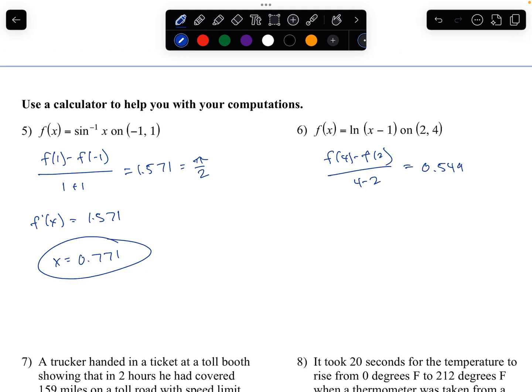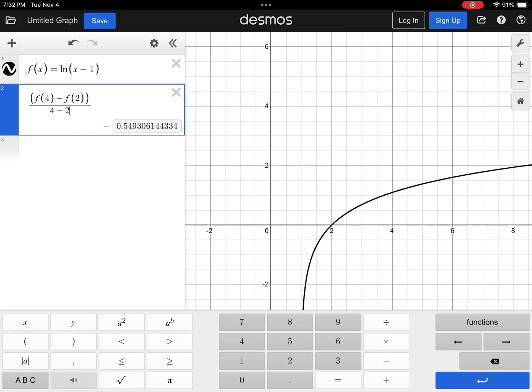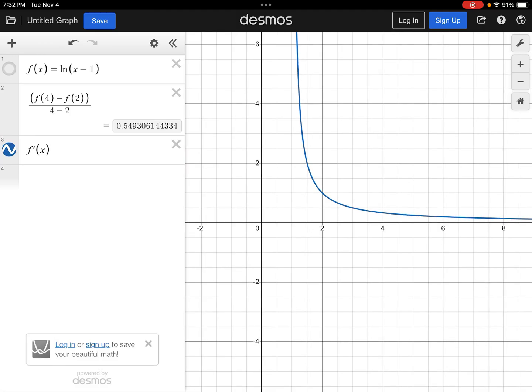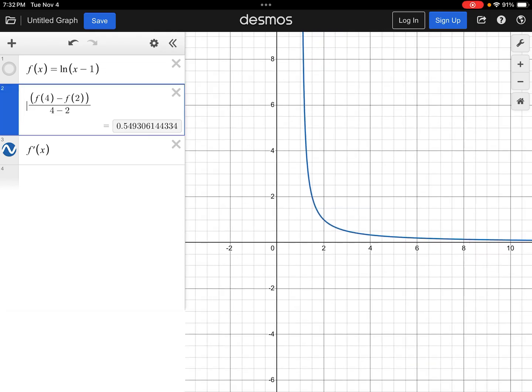And then I'm going to take the derivative. So when does f prime of x equal 0.549? I really shouldn't be that lazy. But f prime of x is just going to be equal to 1 over x minus 1. So when does 1 over x minus 1 equal 0.549? But dang it, this tool just works so well. 1 divided by x, I'm just going to do f prime of x. I actually don't need this anymore. So here's f prime of x, and then I'm going to do the same thing I did before.